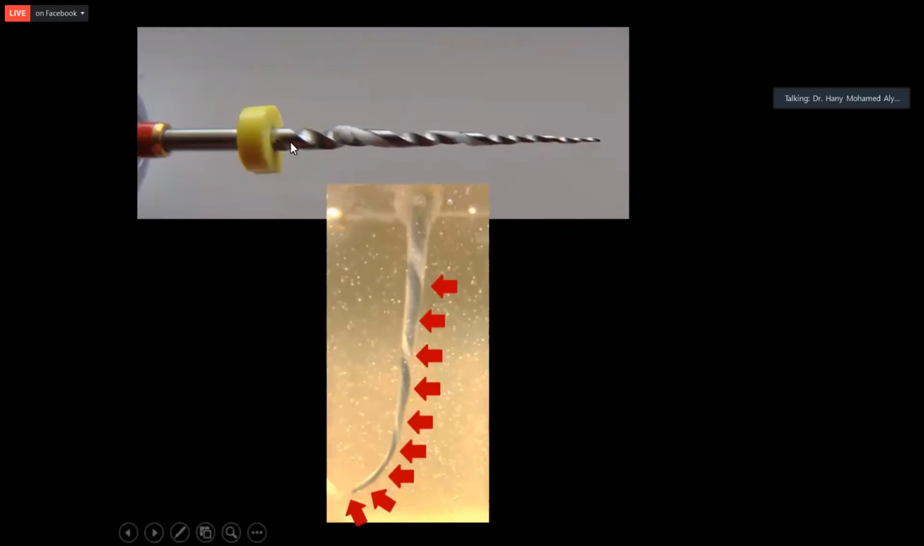This file, I use this file 25 0.06, which the taper is greater taper. And as you can see here, the debris is able to go into the interfluence area, the clearing area, in which the debris can go inside this area, and then it will prevent clogging of debris inside the canal. And as you can see below, this greater taper file was able also to maintain the curvature of the canal.